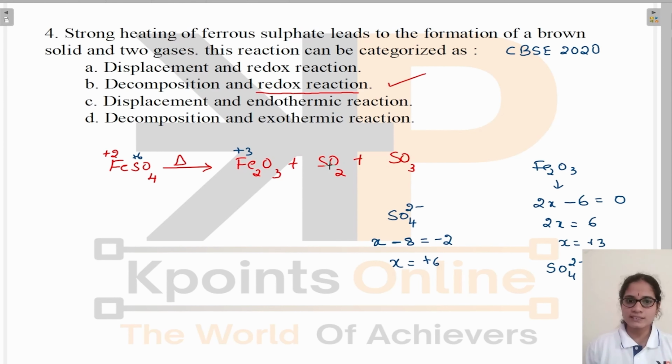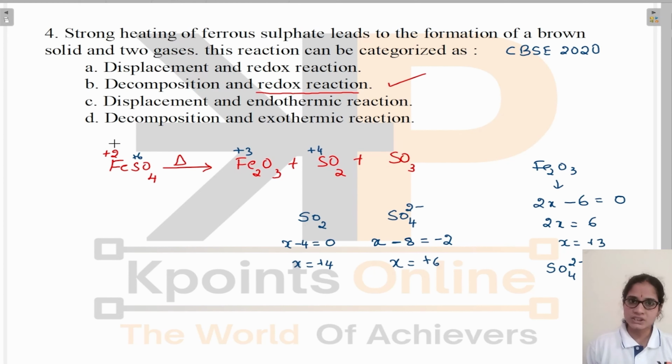Let us check the oxidation state in the product, that is SO2. X - 4 is equal to 0. 4, because 2 into -2, the charge of oxygen will be -2. X will be +4. Here the charge is +4.